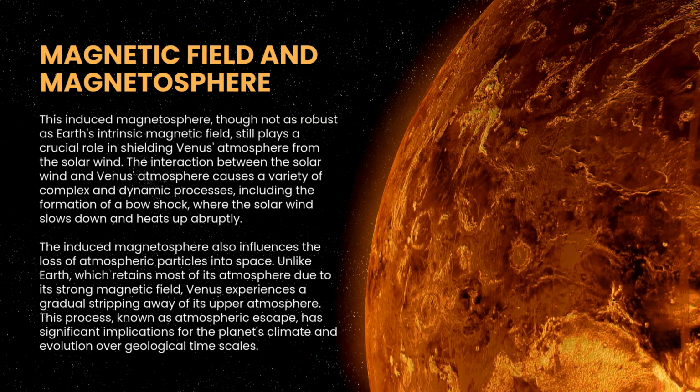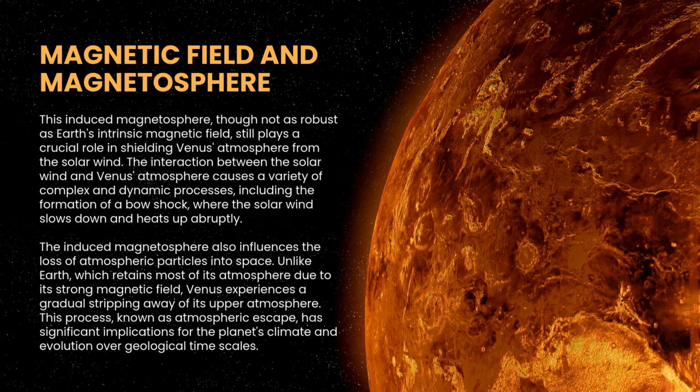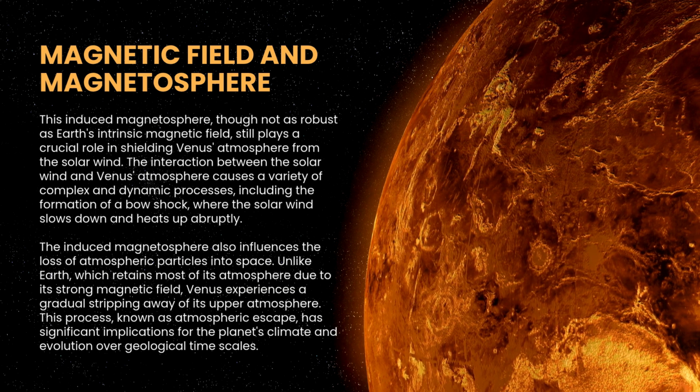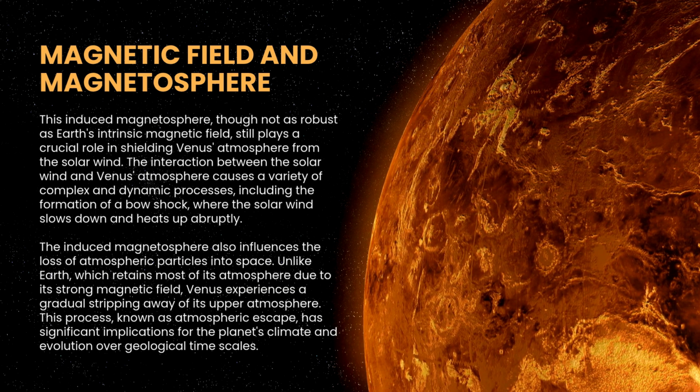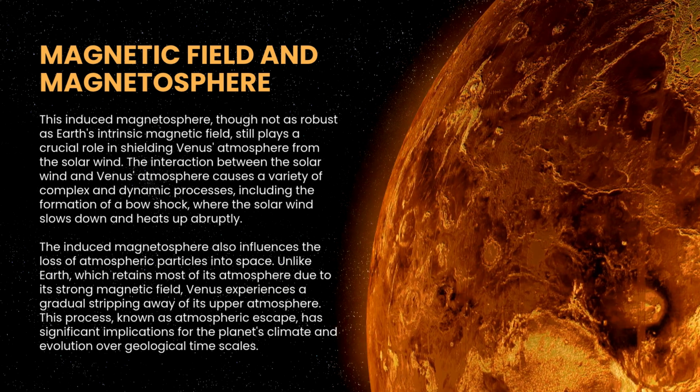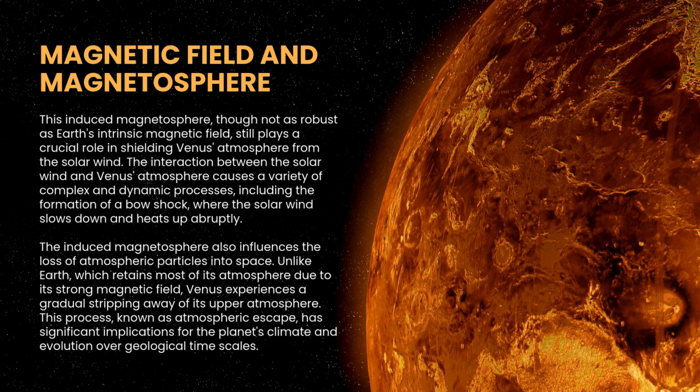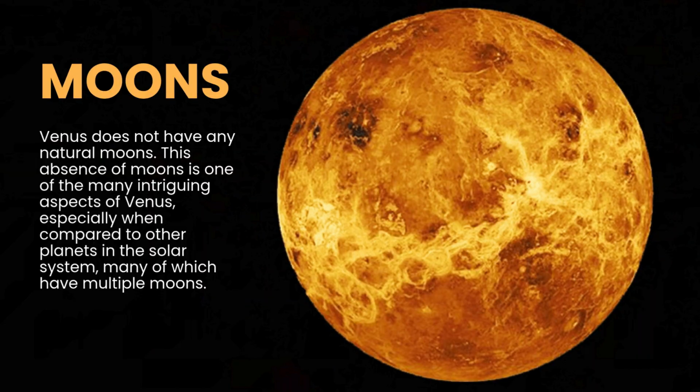Unlike Earth, which retains most of its atmosphere due to its strong magnetic field, Venus experiences a gradual stripping away of its upper atmosphere. This process, known as atmospheric escape, has significant implications for the planet's climate and evolution over geological timescales. Venus does not have any natural moons. This absence of moons is one of the many intriguing aspects of Venus, especially when compared to other planets in the solar system, many of which have multiple moons.